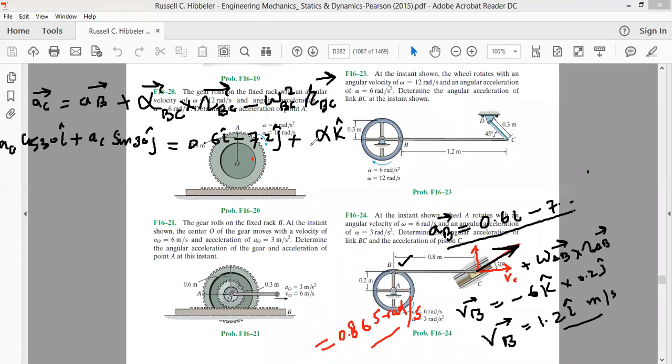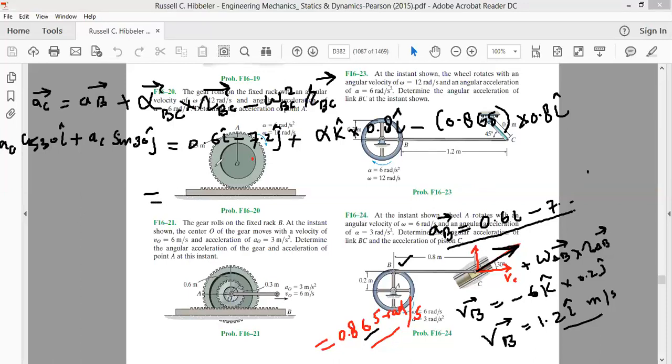Okay, so this is alpha K cap cross RBC. The radius vector from B to C is 0.8 I cap, minus omega BC squared. We have calculated the value of omega BC, it is 0.865. And RBC, the radius vector from B to C, is 0.8 I cap. Okay, so now let's solve this.